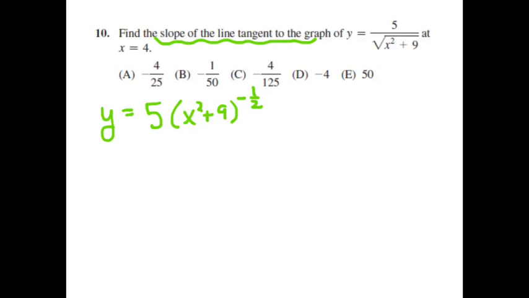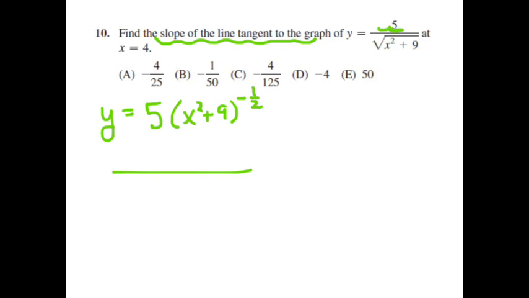But by rewriting the whole denominator with a negative exponent, now all I have to do is a chain rule. The reason that I can avoid the quotient rule is because my numerator is only a constant. It doesn't have an x up there. If there was an x in the numerator, we would need to do the quotient rule. But since it's just a constant, all we need to do is the chain rule. And so I've got this outside function of 5 times something to the negative 1/2, and then the inside function of x squared plus 9.